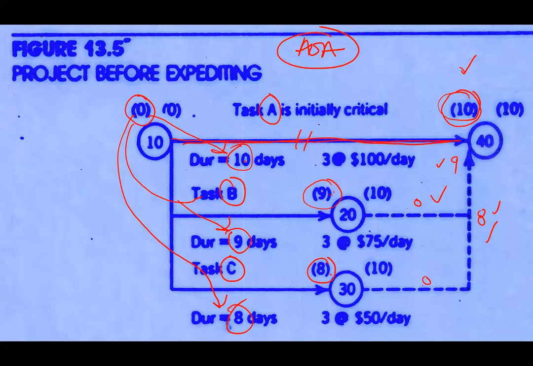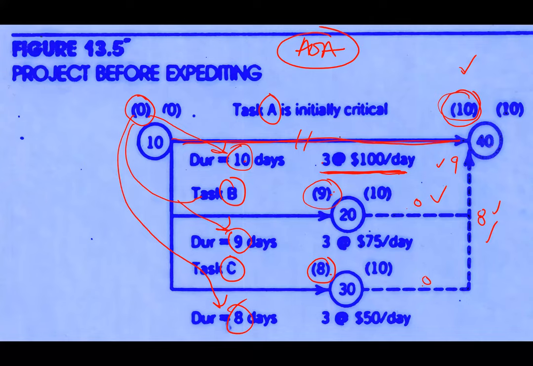Okay, so based on this concept, we are going to do project shortening. Before we go into that, you notice there is information here first. 3 at 100 ringgit, $100 per day. What is this? 3 means we just put a note here: activity A can be compressed by 3 days, the maximum. The original is 10 days. If we deduct 3 days, the remaining is 7 days. So we can only compress activity A by 3 days only.